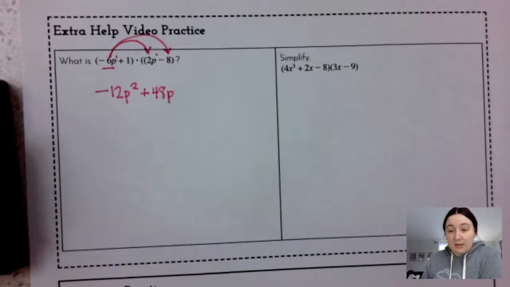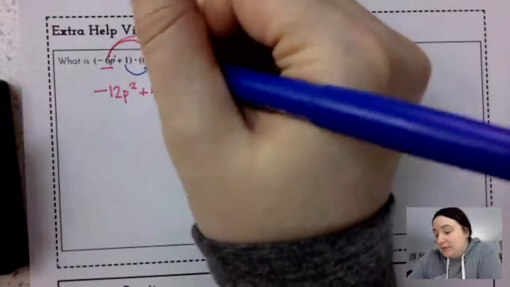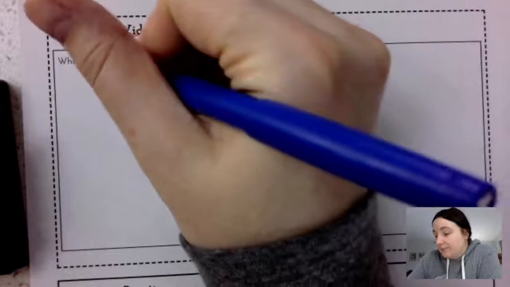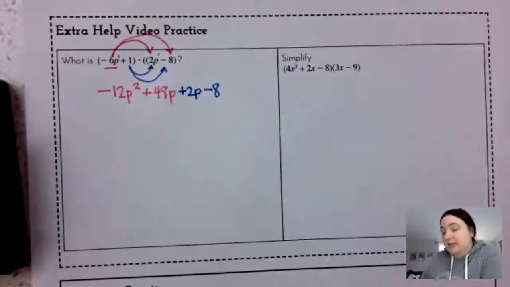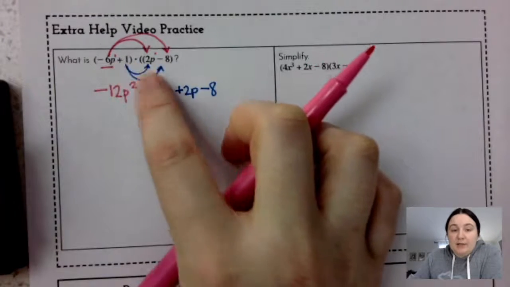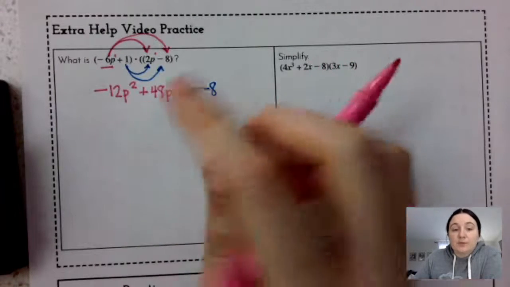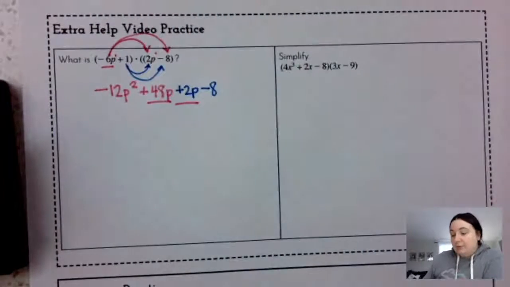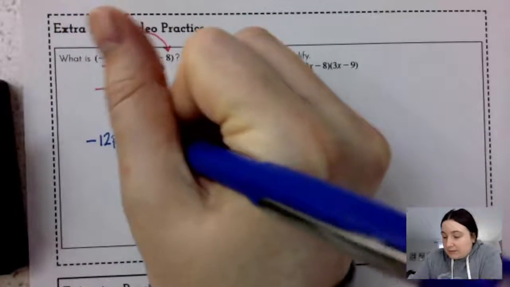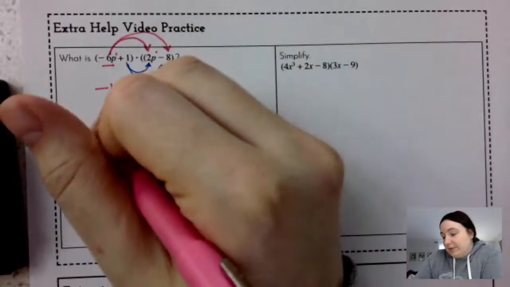And then you go ahead and repeat that process for anything left in the first polynomial. So we're going to multiply 1 times this, and 1 is nice because 1 times anything is itself. So 1 times 2p gives me positive 2p, and 1 times minus 8 gives me minus 8. Once you have distributed the first term and the second term to everything in the second polynomial, you're going to want to combine like terms and make sure your answer is in standard form, so in order. And usually your like terms are in the middle. And so we get negative 12p squared plus 50p minus 8. This is in order and simplified, so this is our answer.